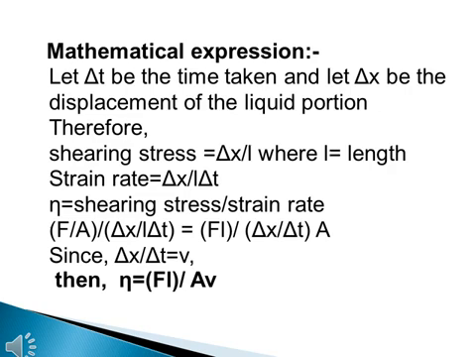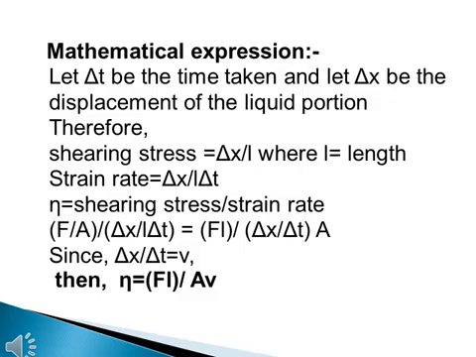How can we express the coefficient of viscosity mathematically? We know that it is the ratio of shearing stress to the strain rate. Then, let F by A be the shearing stress and delta x by L be the shearing strain. Then, what is the strain rate? It will be delta x by L by delta t, which is equal to delta x by L delta t.